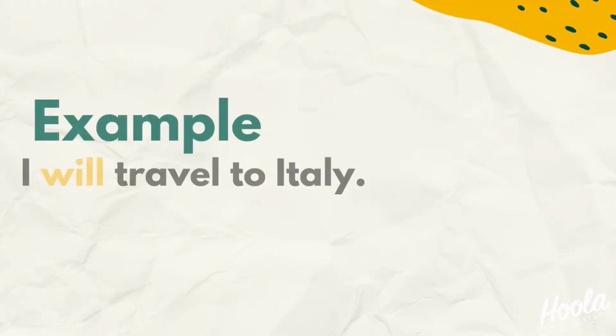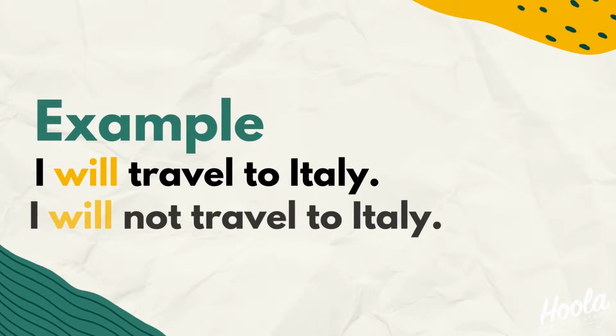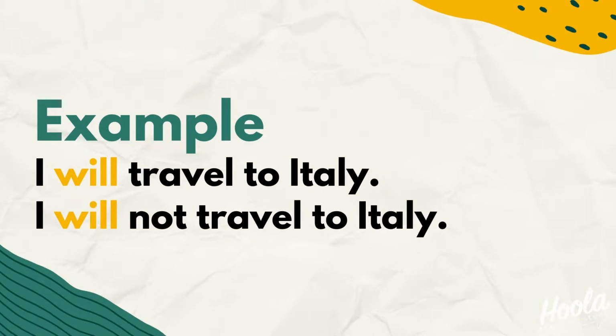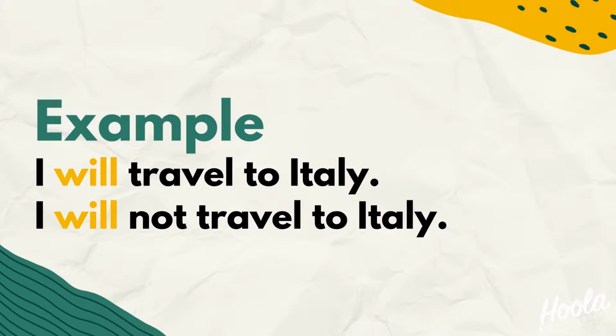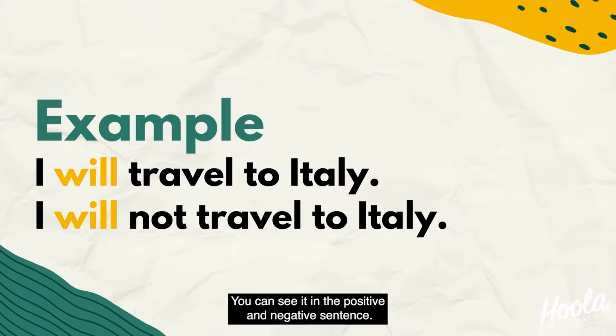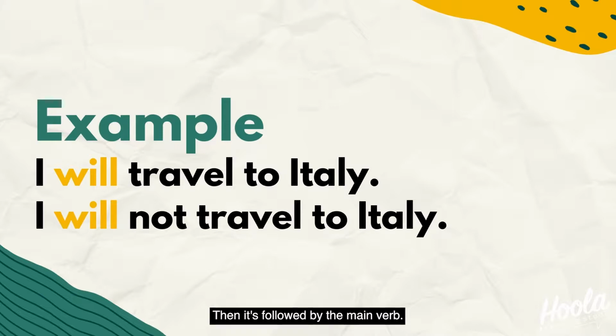For example, I will travel to Italy. I will not travel to Italy. Here, we are using will as our auxiliary verb. It is telling us that this is the future. You can see it in the positive and negative sentence. Then, it's followed by the main verb.